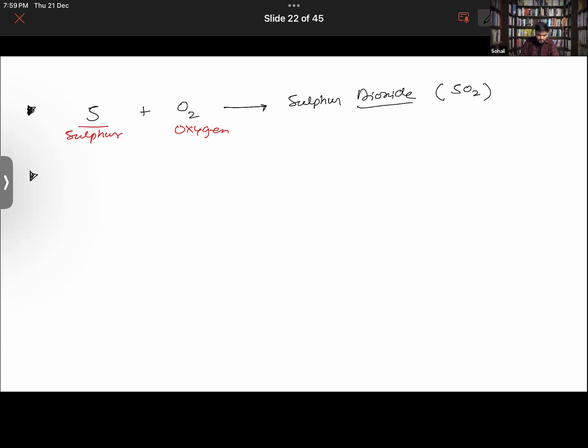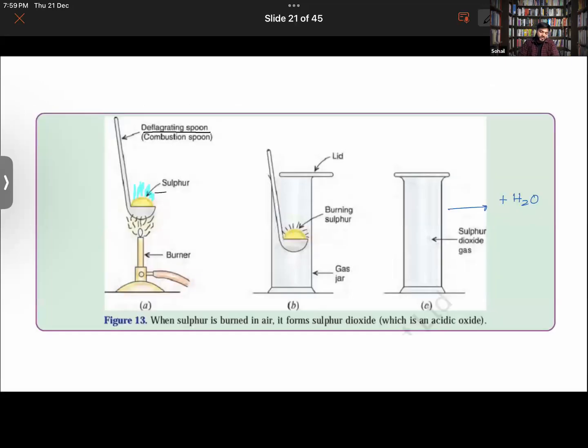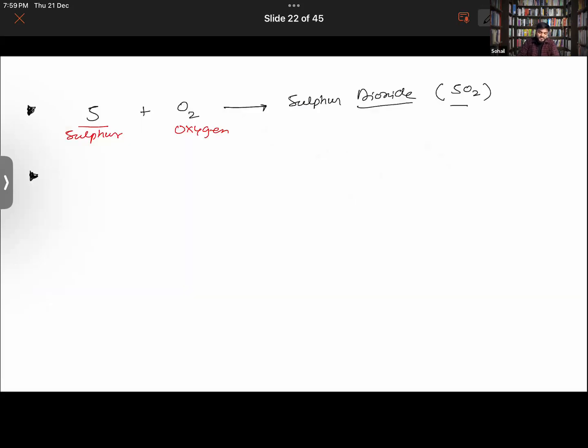Carbon plus oxygen equals carbon dioxide. That can also be taken as an example of a reaction of a non-metal with oxygen. See this thing over here. Now sulfur dioxide, that is SO2. Later on, what were we doing? After storing it, we were adding some water to it. So now let's add water to it.